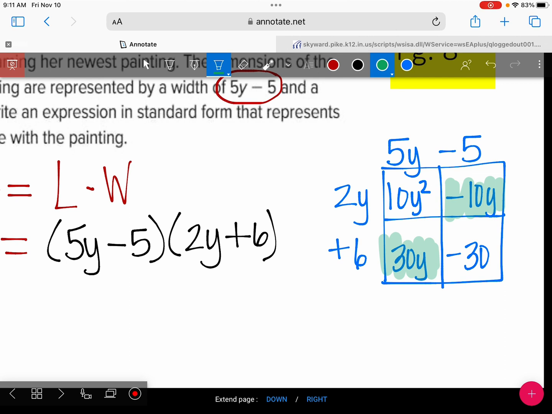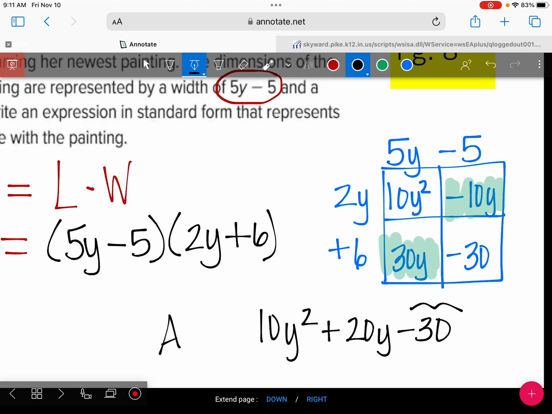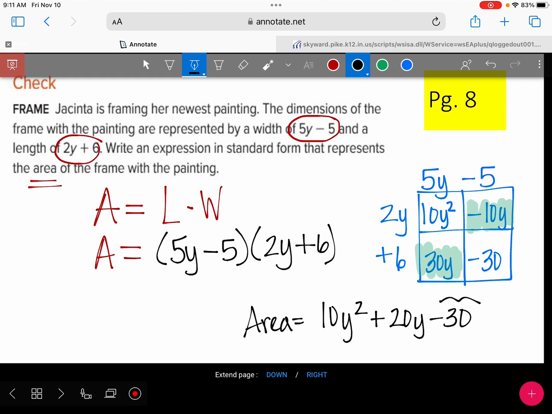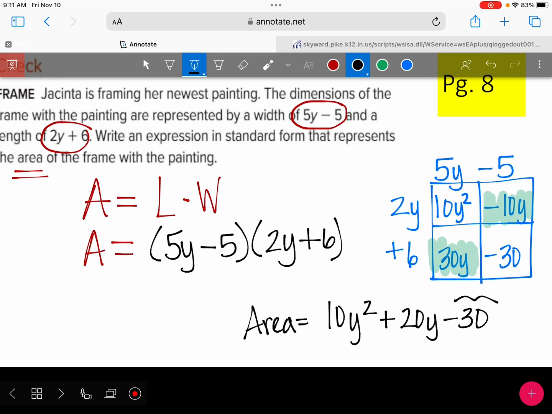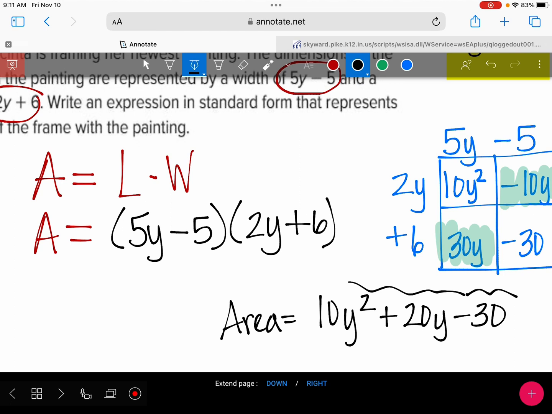So my final answer is 10y squared plus 20y minus 30. And that's the area. So that's the area of this rectangle. And they didn't give us a unit. Did they give us a unit? They didn't say inches, yards, feet. So we'll just say that's the area.